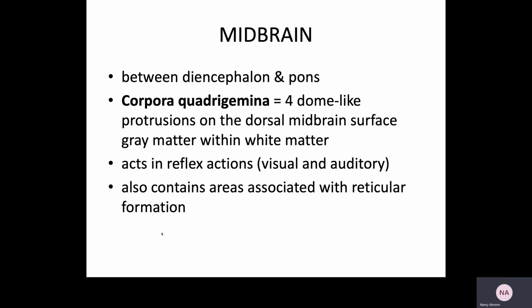So the midbrain is going to be located between the diencephalon and the pons. You'll remember that the diencephalon is formed of the thalamus, the hypothalamus, and the pineal gland, among other structures that we did not discuss. It will have these four dome-like structures, which are known as the corpora quadrigemina. They are these protrusions that are along the posterior surface of the midbrain, and they are gray matter that are located within white matter. The midbrain is going to be associated with reflex actions around visual and auditory input.